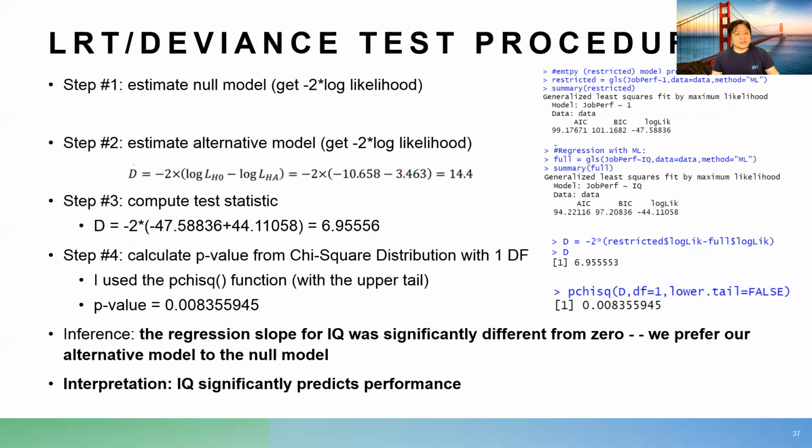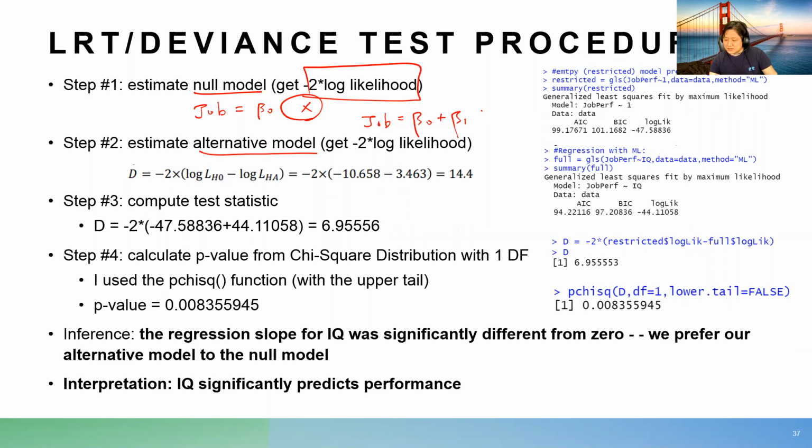Right, so here are some steps. First, we estimate the null model, right? For example, job performance equals intercept and no predictor. This is our null model, and then you can get the -2 times log likelihood value. Then you can estimate the alternative model. Now job performance is beta 0 plus beta 1 times cognitive ability. Run it and get the -2 times log likelihood value, the deviance, and then get the difference between the two deviances. Compute this one. This is 14.4 in our example.